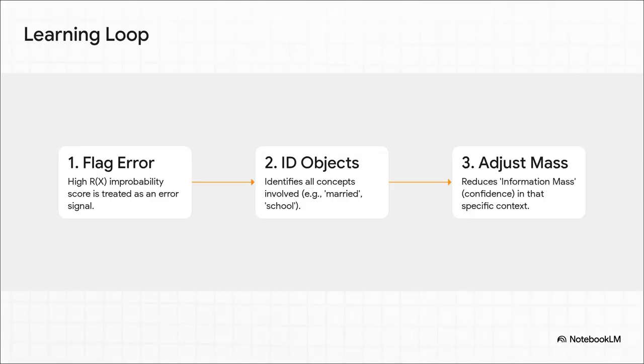The AI uses that score as a trigger to learn. It's not just flagging an error, it's improving itself. It identifies all the concepts that led to the contradiction: marriage, that specific age gap, going to school. And then it slightly reduces its confidence, what the framework calls information mass, in that specific combination of ideas. It literally learns from the contradiction so it gets smarter for next time.